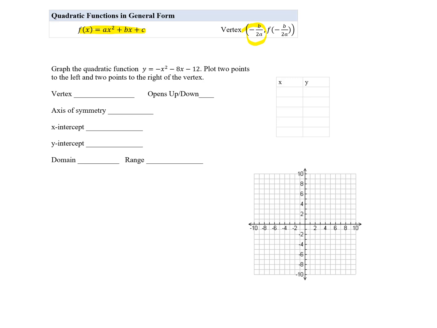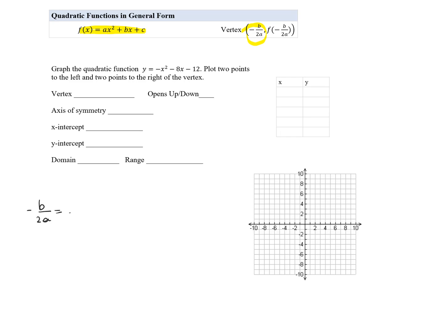We have the problem y equals negative x squared minus 8x minus 12. We want to find the vertex. I will use the formula negative b over 2a. All these numbers, the a, b, c values, are written in order. b is the number in front of x.